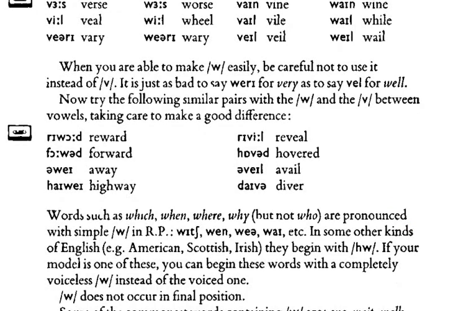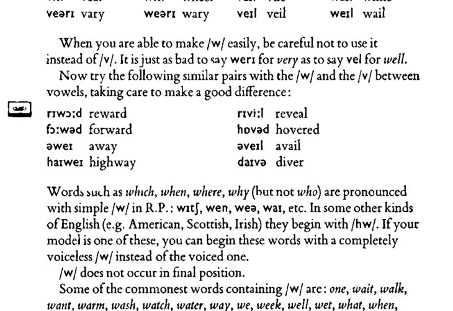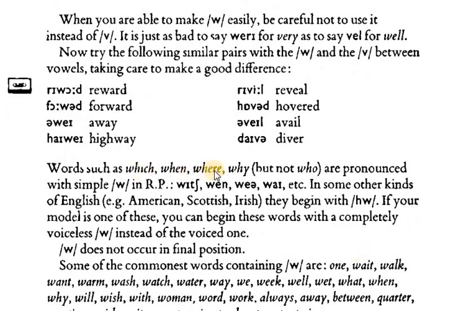Words such as which, when, where, and why, the question words, but not who, are pronounced with the symbol w in RP, Received Pronunciation. So I pronounce them which, when, where, why. But in some other kinds of English, like American, Scottish, or Irish, they begin with hw. They say which, when, where, why.